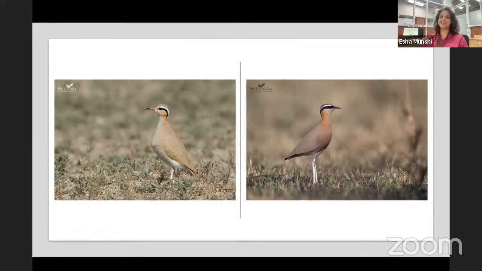Plumage, feathers, plumage, color. Yes, eyes are similar in this. Gender, I don't think it will be known. This is not a gender difference. These two are two different species. One is a cream-colored courser and one is an Indian courser.